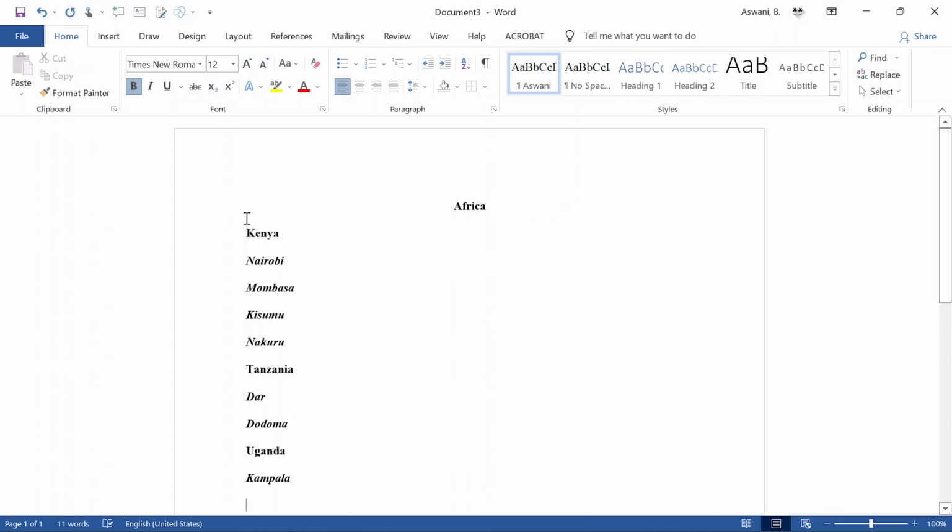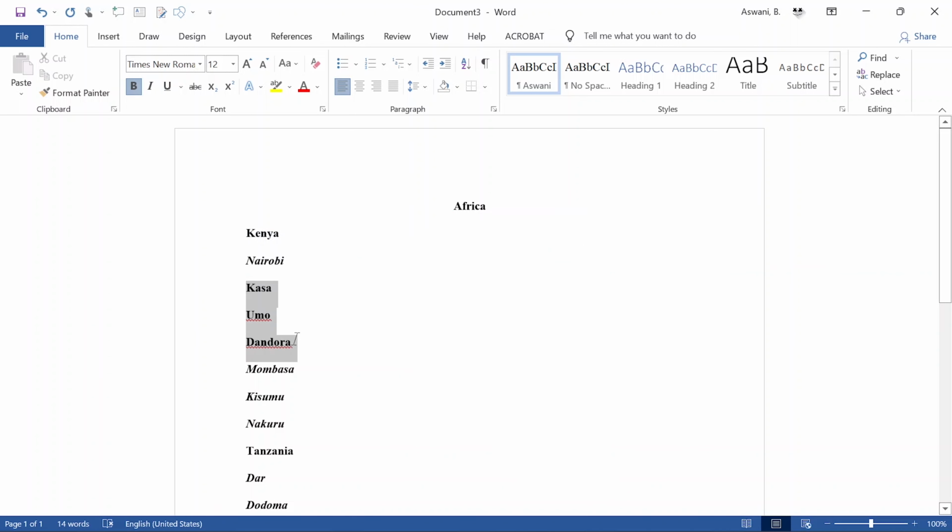So in this case, Kenya was a level 2 heading. Splitting Kenya into Nairobi, Mombasa, Kisumu, and Nakuru means that the splittings will be level 3. If you wanted to split Nairobi further, maybe talk about Kasarani, Umoja, Dandora, then this will be level 4s because you're splitting a level 3 heading. If you're splitting it, you'll split it into level 4s.